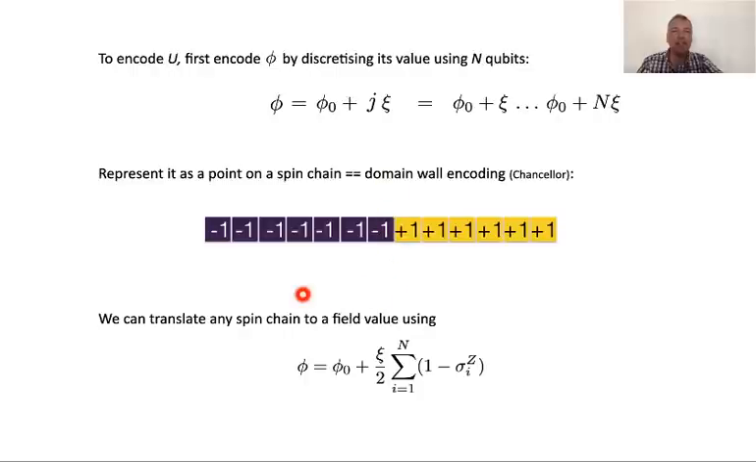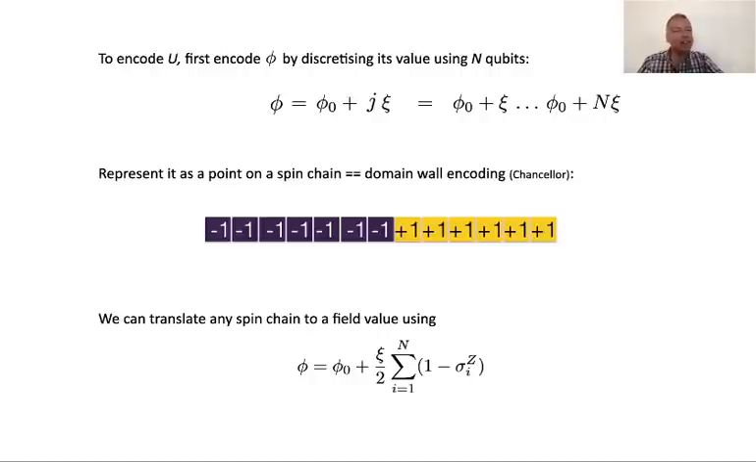So in order to get the field value back from this thing, you use this equation, and if you look at it, you see that I'll have a contribution from everywhere on the left of the wall here, where all of the sigmas are negative, and that's going to give me a plus xi from each of these positions. On this side, I get nothing because the sigmas are positive. So I recover this phi 0 plus j xi there. So that's how we want to extract our field value from a particular configuration of spins.